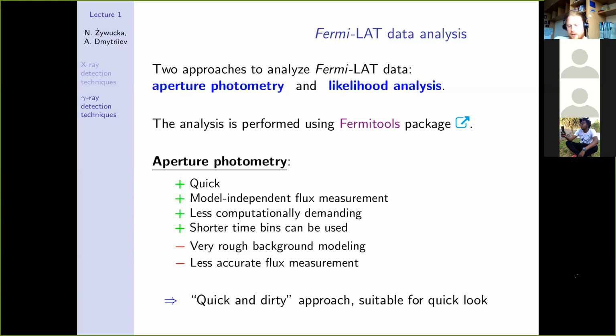HAWC has a very wide field of view for the energy range of 1 TeV or above, but it has very poor spectral reconstruction. It is very challenging to produce high quality detailed spectra with HAWC, and the timing resolution is not so good. So in this regard, Fermi LAT and HAWC at higher energies will complement CTA well.